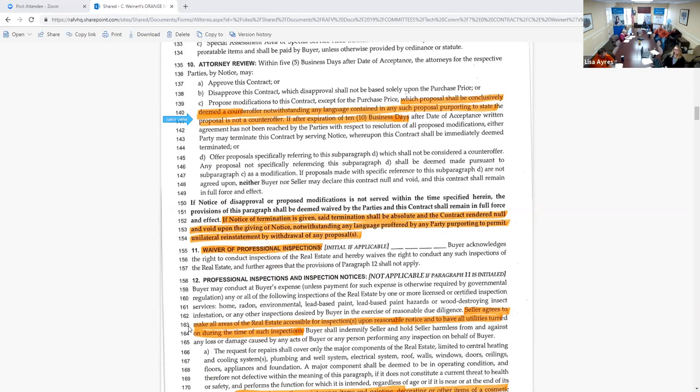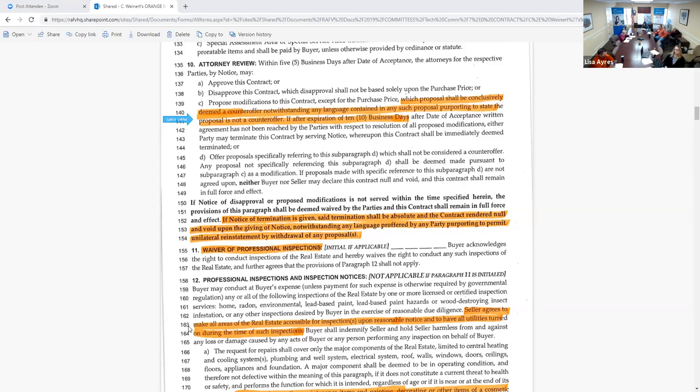We have the same options we had before. The attorney may approve the contract, he may disapprove the contract, and we have these two other provisions, the C and the D, that we had in the past. But we're hoping with more explanation, these will be more appropriately used. Under C, the attorney may propose modifications to this contract, except for the purchase price, which proposal shall be conclusively deemed a counteroffer, notwithstanding any language contained in such proposal purporting to state the proposal is not a counteroffer.